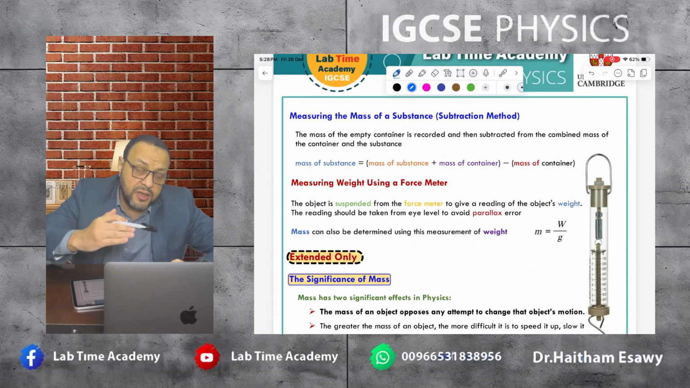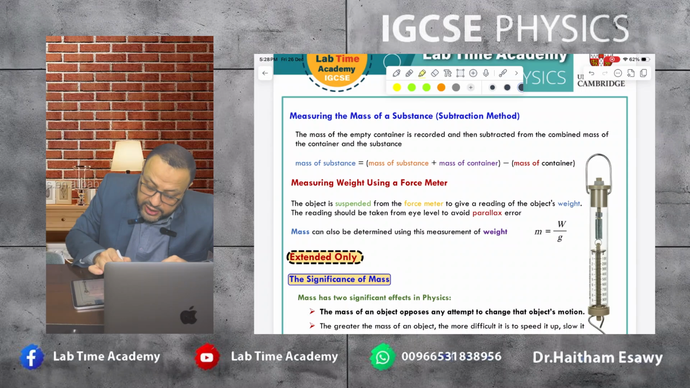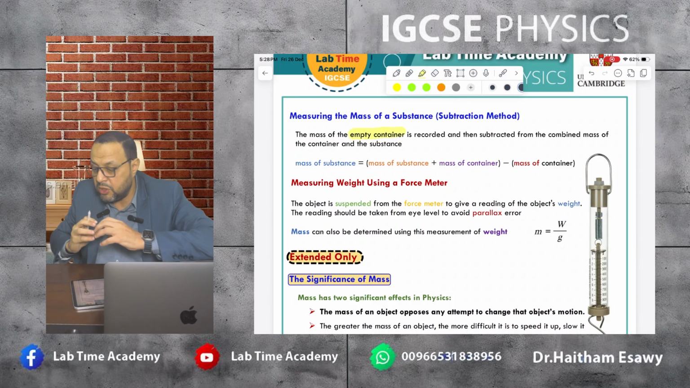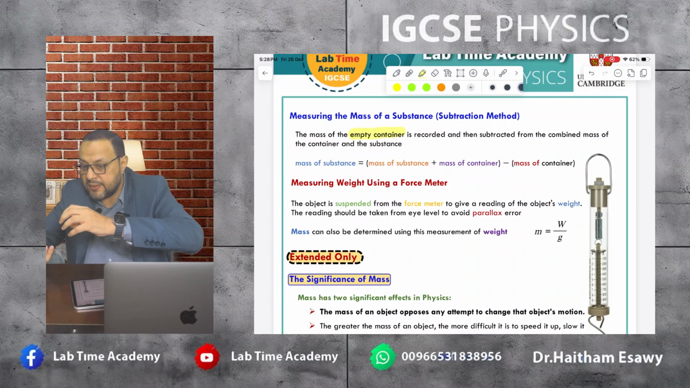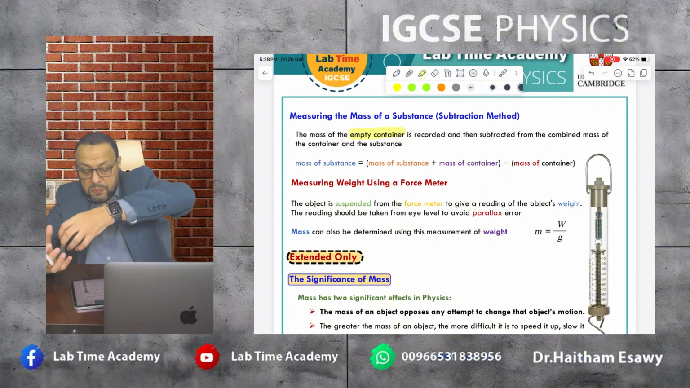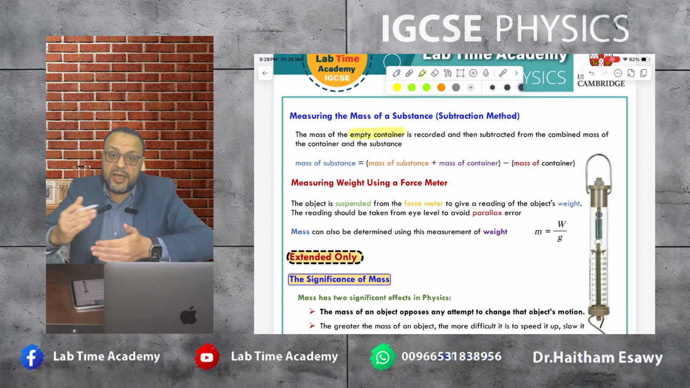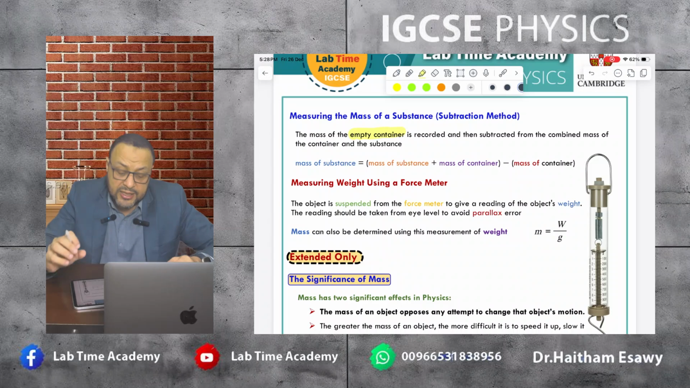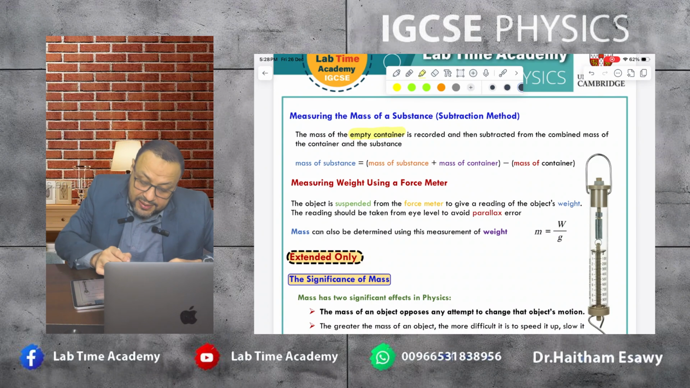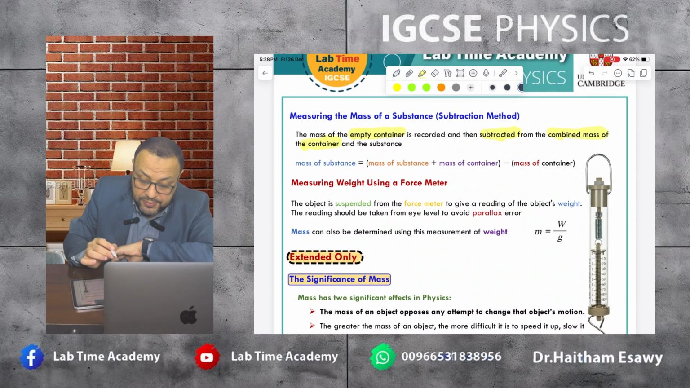And we have another method. I can use an empty container, as you see in front of you, and I'll put the empty container on to measure its mass, right? And then what will happen? I'll put the object, or the substance, in the container, right? Then I subtract between them to get the mass of the substance. So one more time, the mass of the empty container is recorded and then subtracted from the combined mass of the substance and the container. For example, let me give you an example.